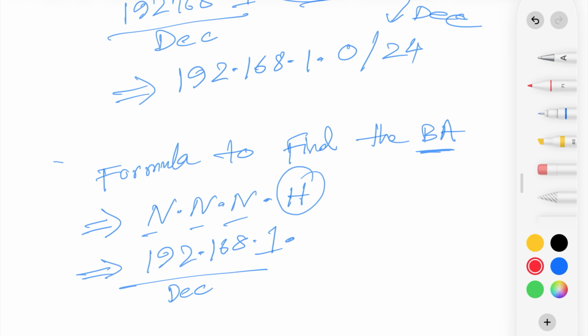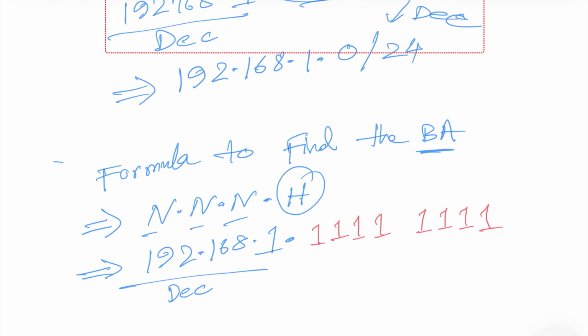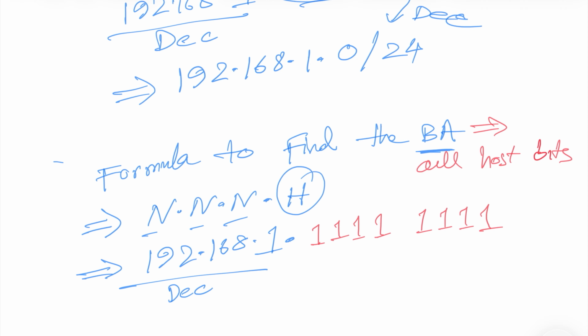We change the color. So over here, how many host bits are there? There are 8 host bits. So all the host bits will be 1. The formula to find the broadcast address is: all host bits equal ones, which is binary 1.